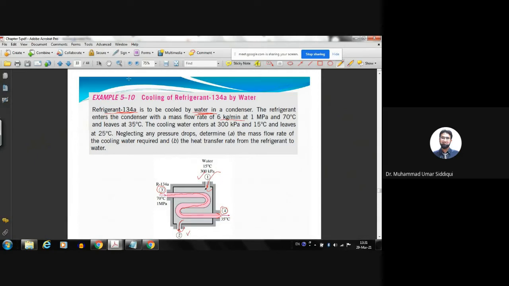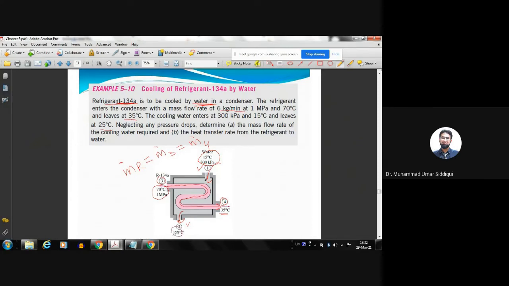So at state point 1, water is entering, and at state point 2, water is leaving. The refrigerant enters the condenser with a mass flow rate of 6 kg per minute, so the mass flow rate of the refrigerant will be the same at 3 and at 4. It enters at 1 megapascal and 70 degrees centigrade, so we know the pressure and the temperature, and leaves at 35 degrees centigrade. The cooling water enters at 300 kilopascal and 15 degrees centigrade, and leaves at 25 degrees centigrade.